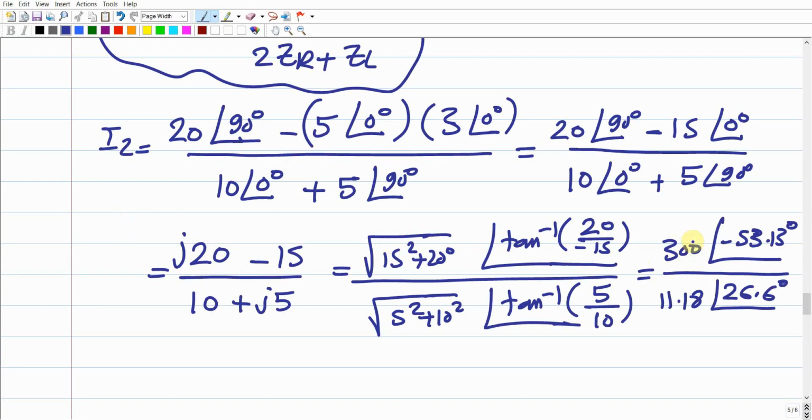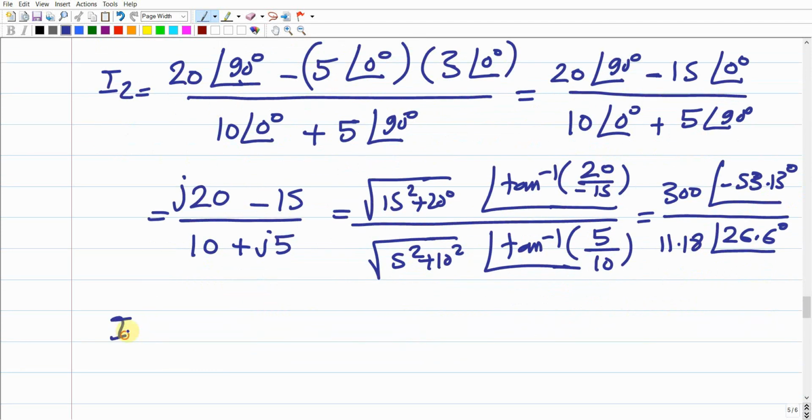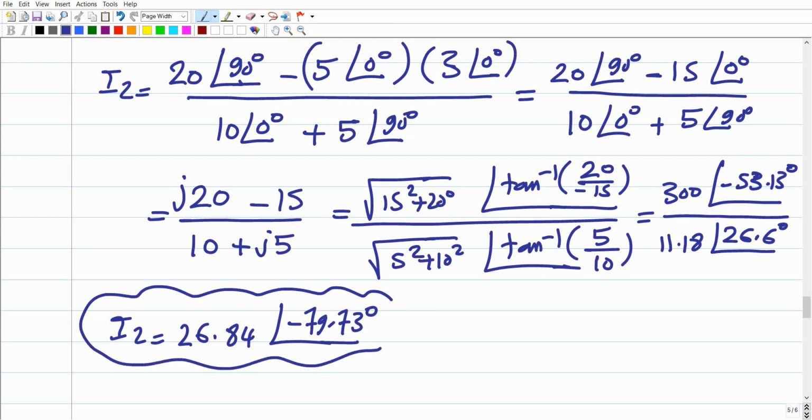So doing the calculation, we're going to end up with the 300 and the angle negative 53.13, and the denominator will be 11.18, and the angle 26.6 in the polar form. Then doing the division, we're going to end up with the I2. So I2 is going to be 300 divided by 11.18, which gives us 26.84, and the angle, if we did the subtraction, negative 53 minus 26, is going to give us negative 79.73 degrees.